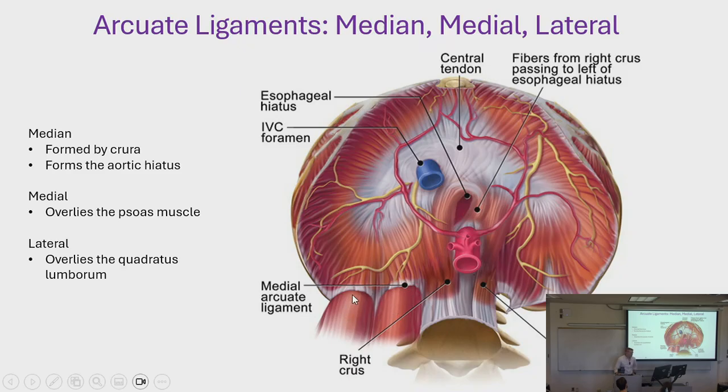So what muscle is this? Psoas. What muscle is this? Quadratus lumborum. What is this vessel that comes off right after the aortic hiatus and is supplying the inferior part of the diaphragm? Inferior phrenic.